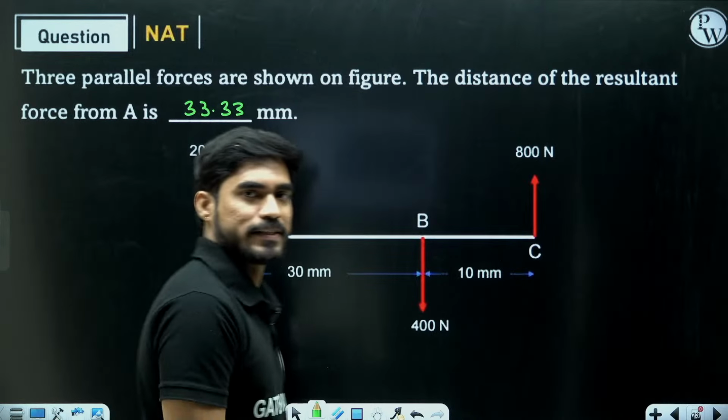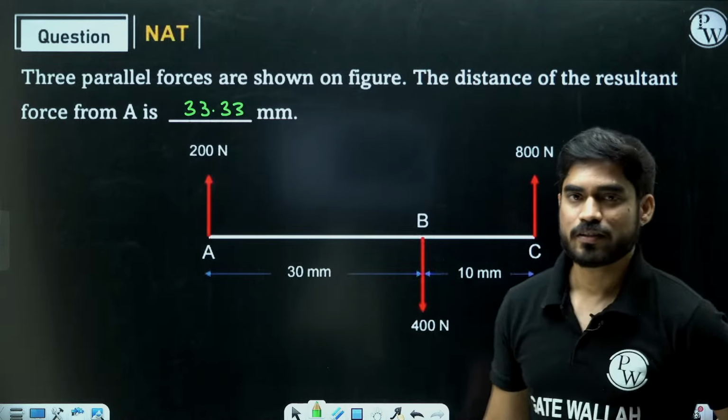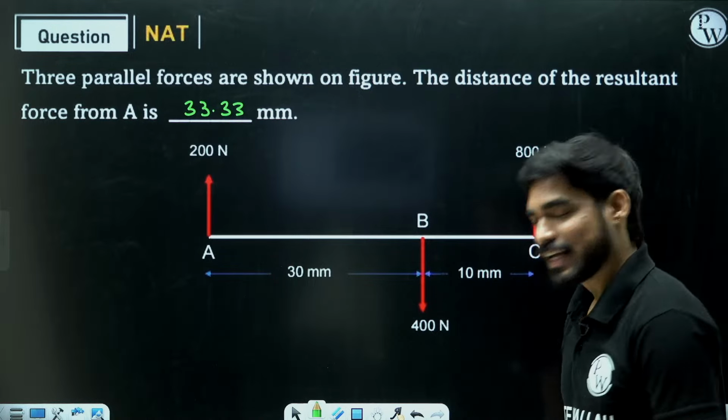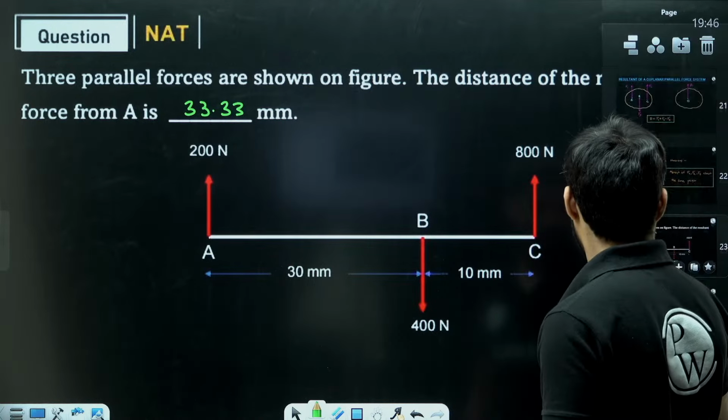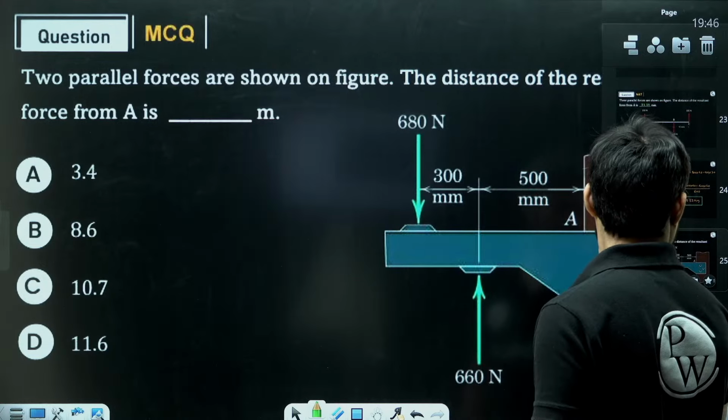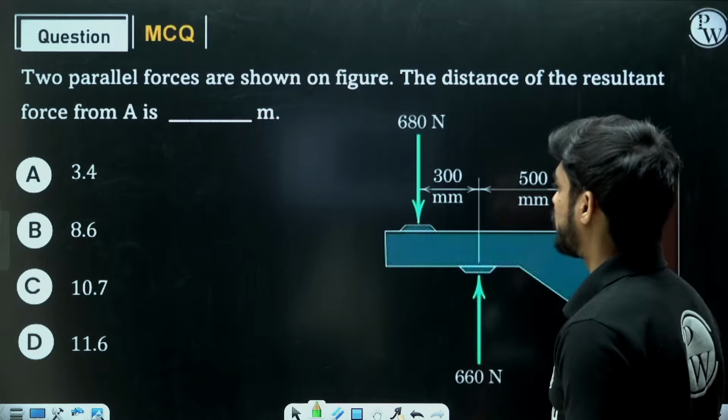So I hope it is clear to you. So shall we move on to the next question then? Let's solve another question. Let's solve this one.